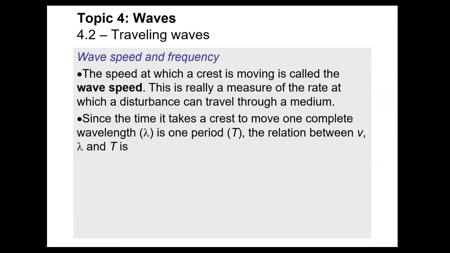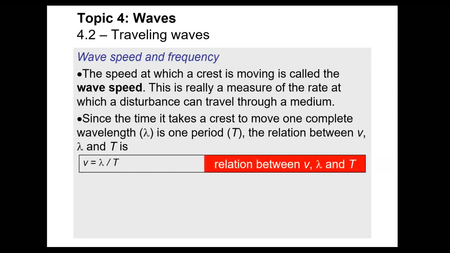Now we have this quantity which we call wave speed. And this is very simple. Wave speed is exactly what it sounds like. It's basically how fast the wave is moving through a given medium. Because by definition, in one period, the distance a wave can travel is one wavelength, there is a very simple relationship between the wave speed, the wavelength, and the period. And that is just this: v equals lambda over T.